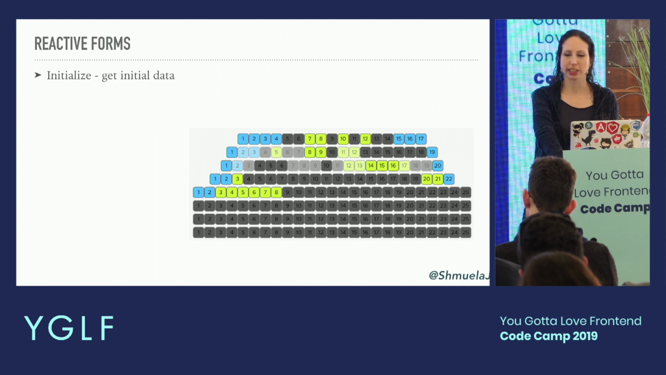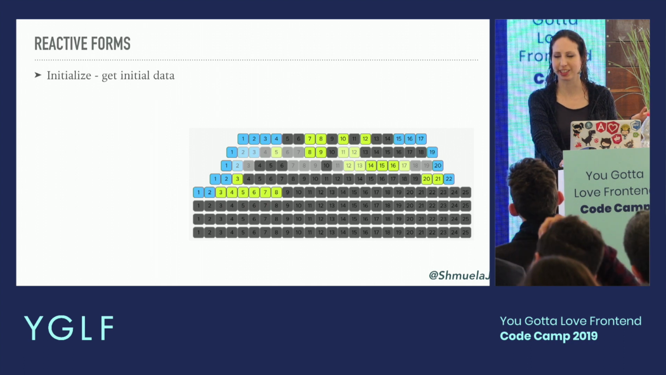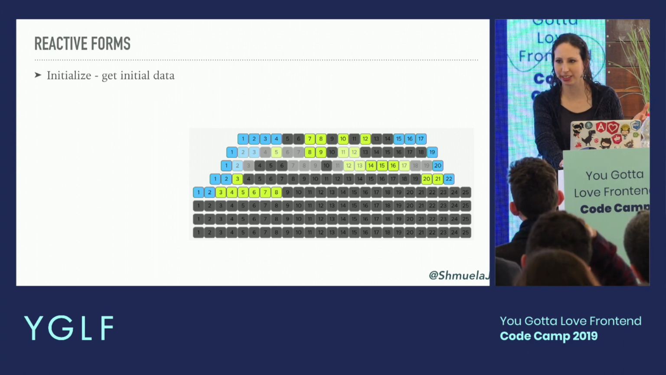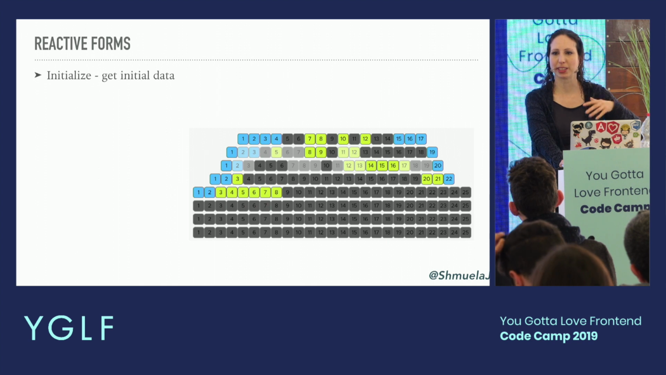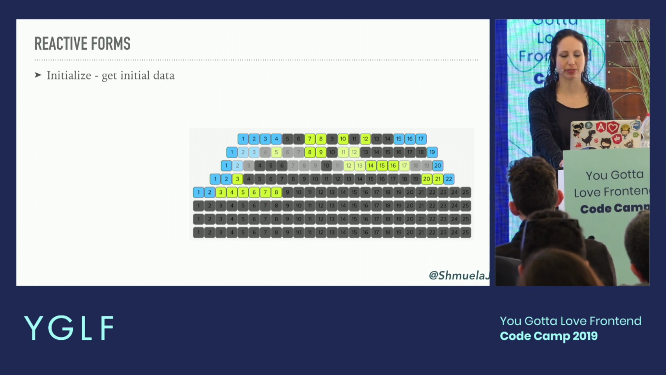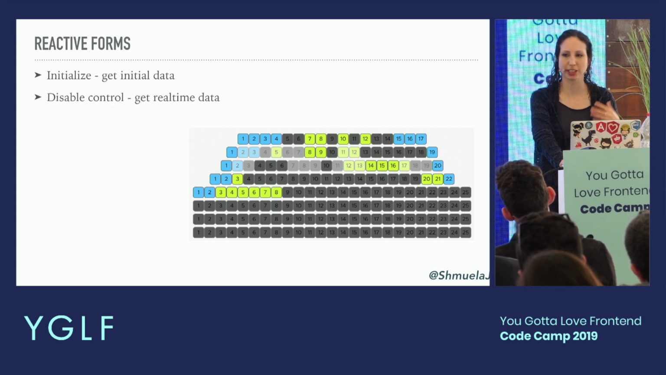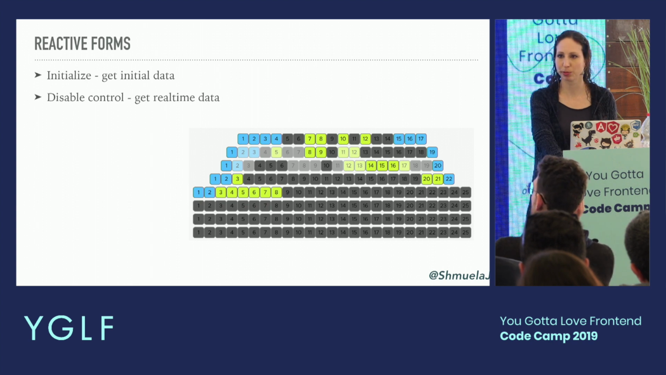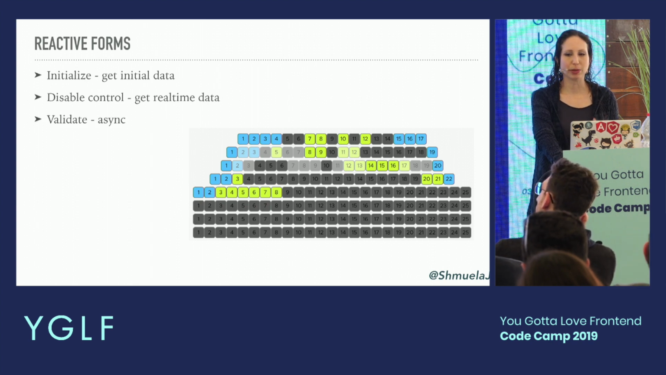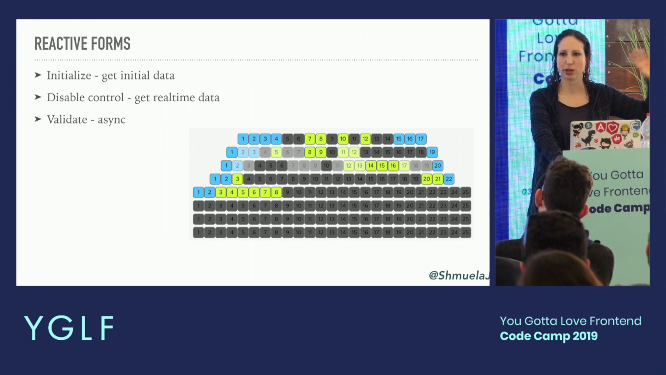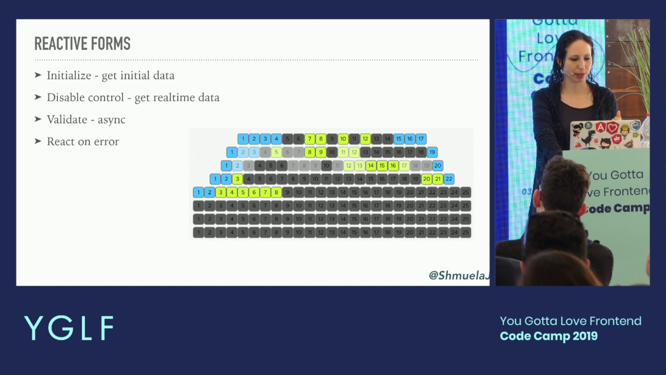When we get the initial data, it comes from the server. So in Angular, if we're using the HTTP client service, it wraps it in an observable. So we have an observable for the initial data, for initializing the form. When we disable the control, again, we get real-time data from the server, again an observable. When we validate the selection, we send a request to the server, and again, we get back an observable.